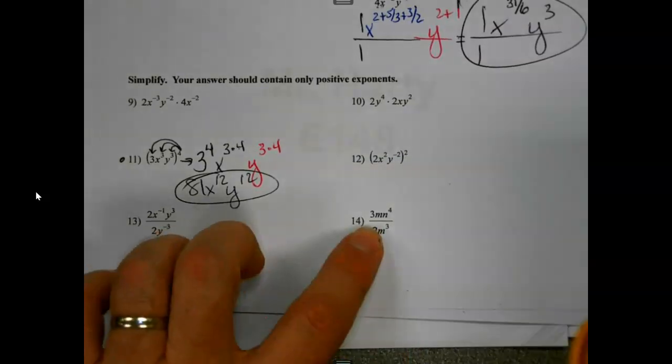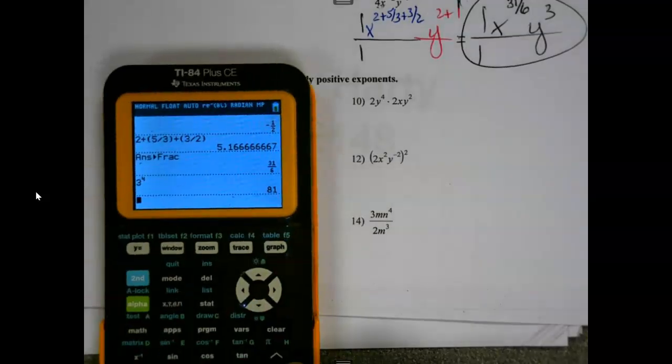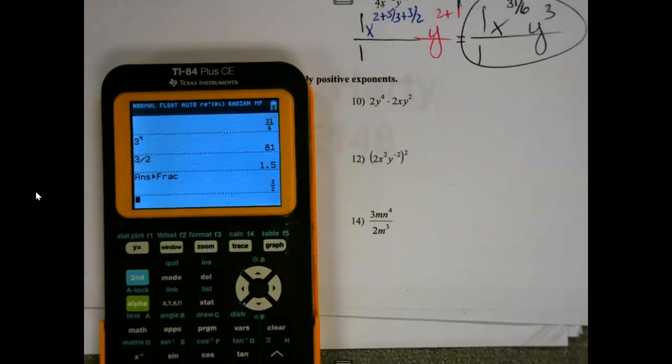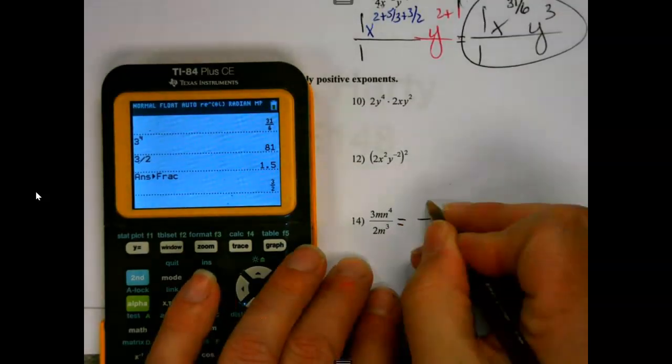Okay. So first I look at the big numbers. I'm like 3 divided by 2. It's 1.5. Math, enter, enter. Well, hardly, it's still 3 over 2. Then leave it that way. Don't turn it into a decimal.